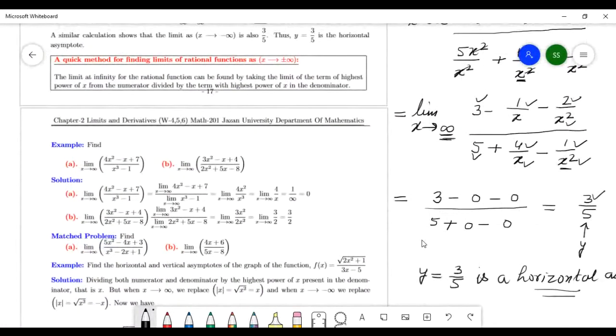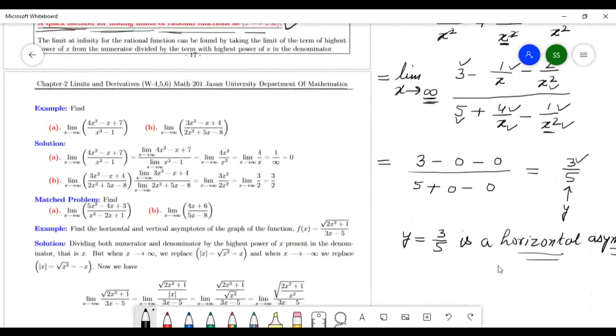Now say this. Quick method for finding limits of a rational function as x goes to positive infinity or negative infinity. Positive or negative, no problem. Okay, what is the quick method? This.